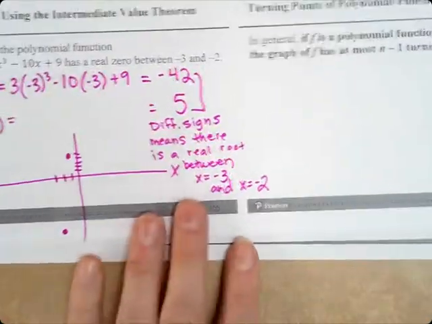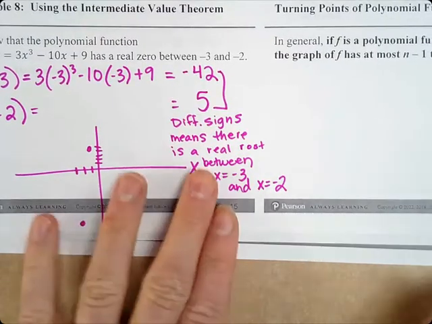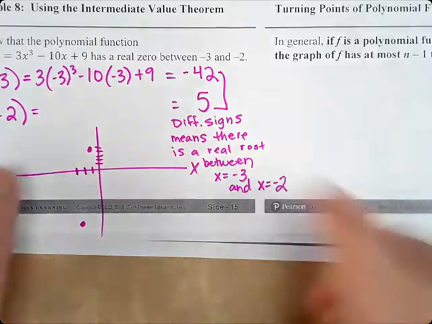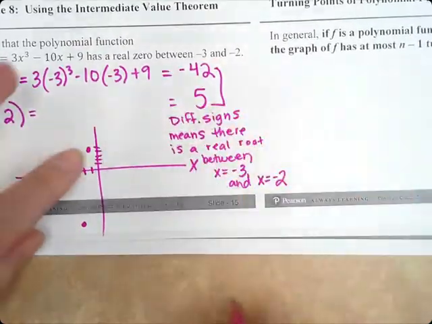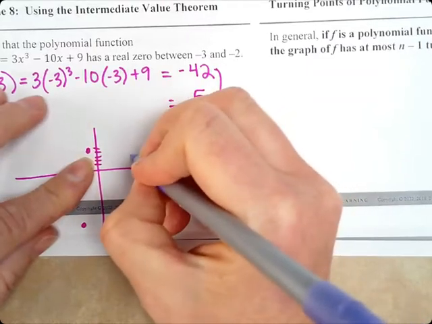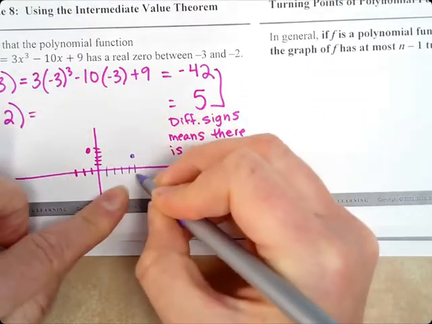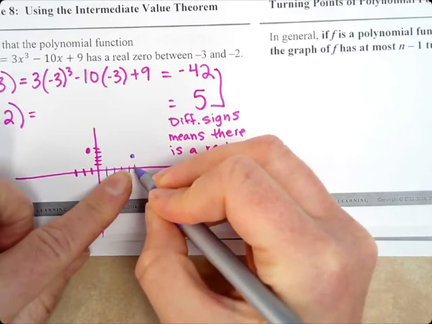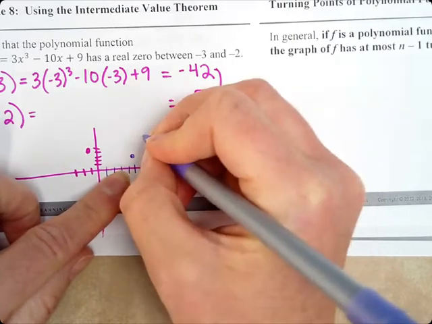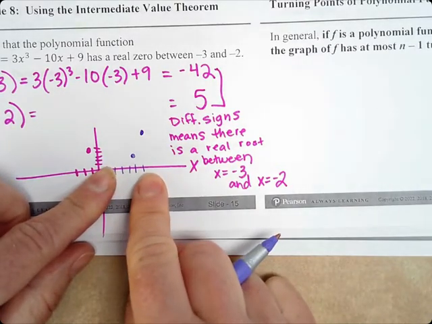So if they're the same, that means there's no real root between them. So let's say you get that these were both positive, then whenever you graph them, so let's say we're doing f of 4 or something like that, and it comes out here, and then f of 5 came out right here. There's no real root between 4 and 5.